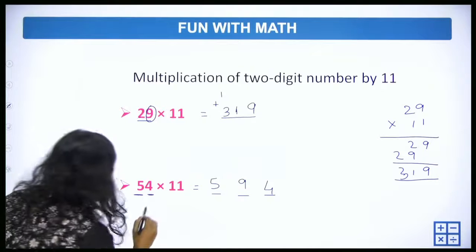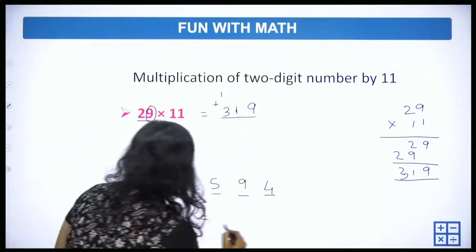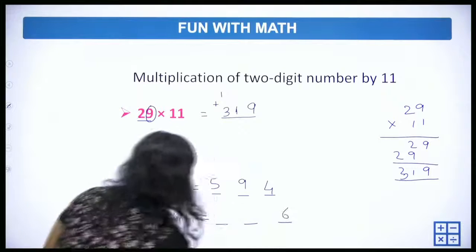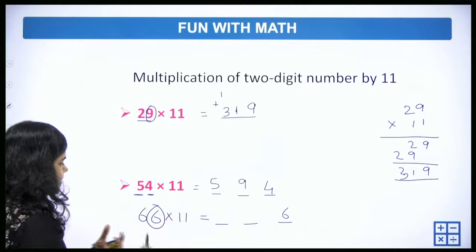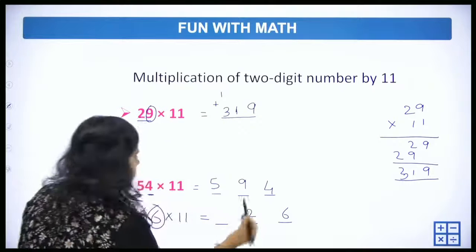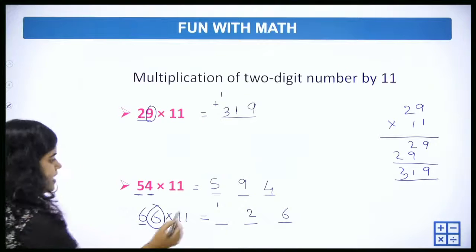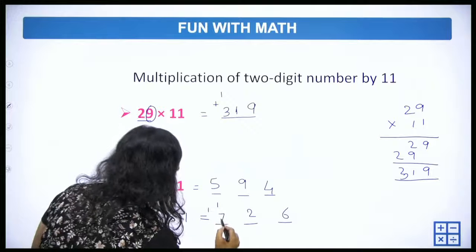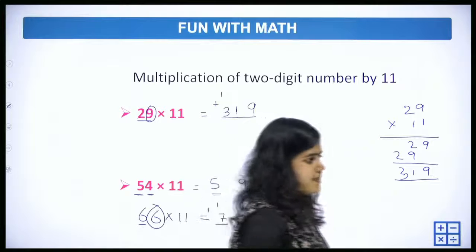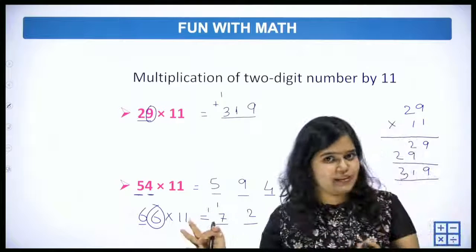Let's solve for one more number. So let us take 66 into 11. How to solve this? Again, 3 digits. So the ones digit is always the ones digit, 6. Coming to the next place, 6 plus 6, 12. We cannot write 12. So 2 is written and 1 is carried up. And the hundreds place actually is 6, but we have plus 1. So we'll write 7. 726. Clear? So multiplication of 2-digit numbers with 11 gives 3 digits as the solution.